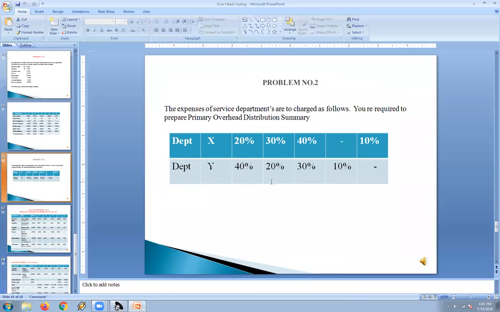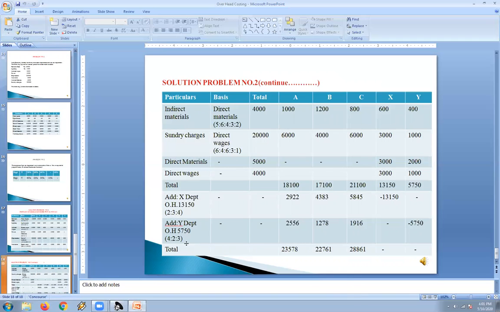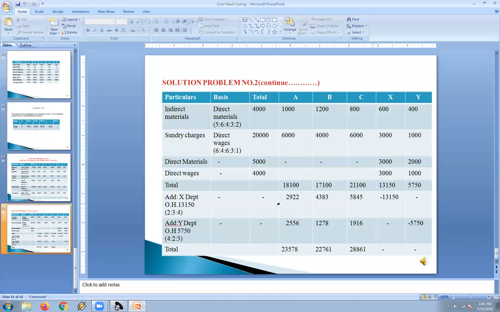The ratio is also given in the form of percentage, 40%, 20%, 30%. We have made it in the form of ratio 4:2:3. Then it is nothing but 4/9, 2/9 and 3/9. So 5,750 we shared to the values of the production departments. So this is how we have to allocate it according to the ratios.